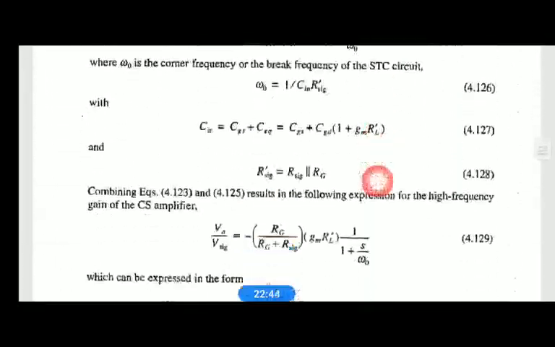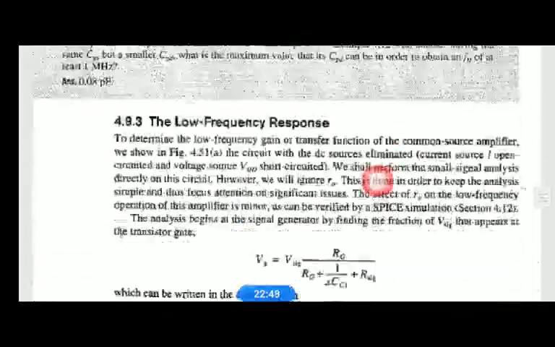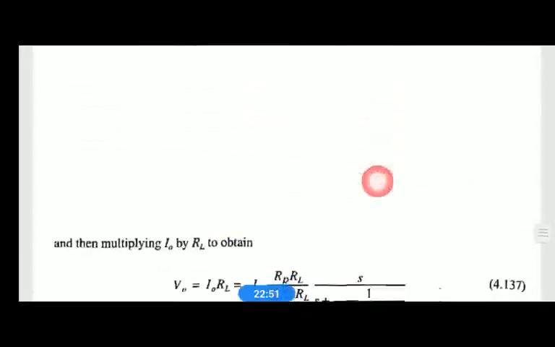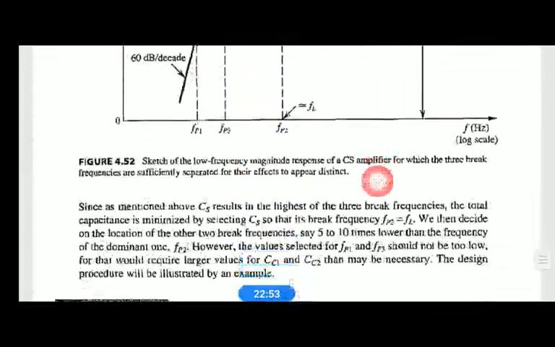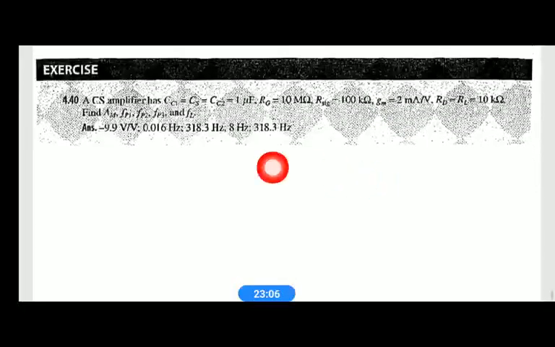To calculate FP1, use the formula for FP1, which we have already seen. Then to calculate the value of FP2, use the formula for FP2. The values of all the things are given here. Then to calculate FP3, use the formula for FP3. And since FP2 is equal to FL, whatever the value of FP2, you will get the same value for FL.